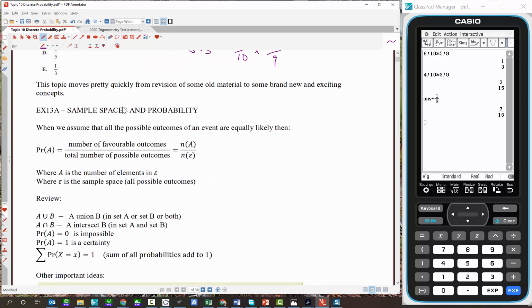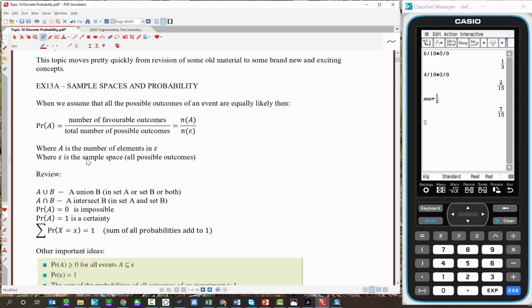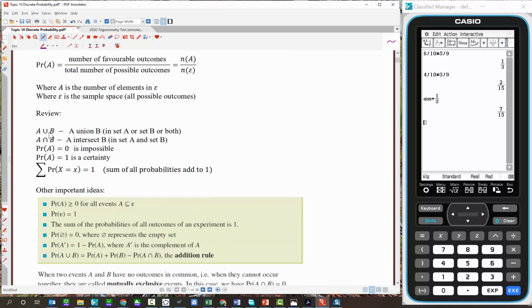All right, so the topic moves pretty quickly from revision of some old material to some brand new and exciting concepts. And it does, in 12 methods, take some interesting twists and turns. All right, so when we assume that the possible outcomes of an event are equally likely, then the probability of something happening is the number of favourable outcomes over the total number of possible outcomes, okay? Where A is the number of elements in the sample space, and this letter here, I think it's epsilon, is all possible outcomes.